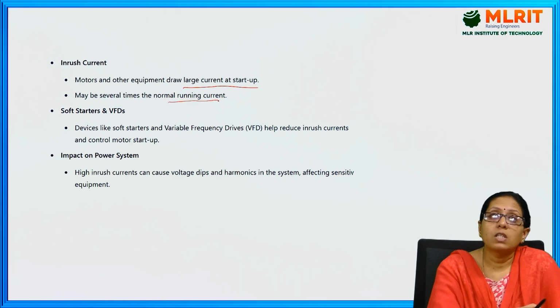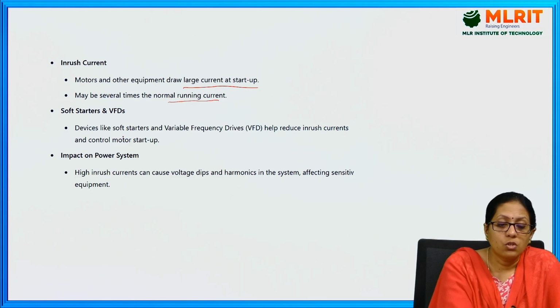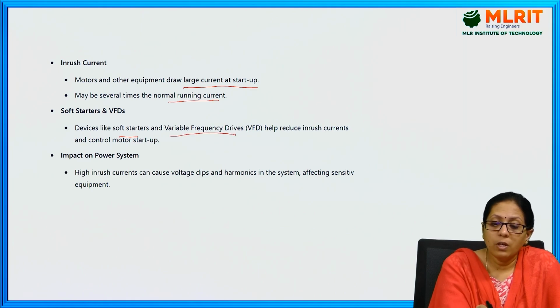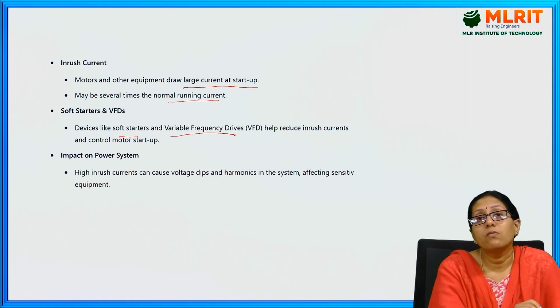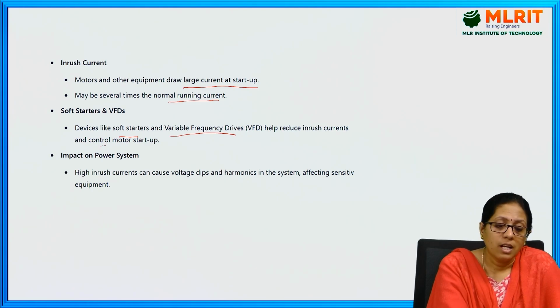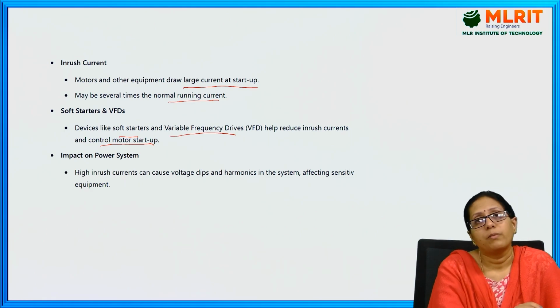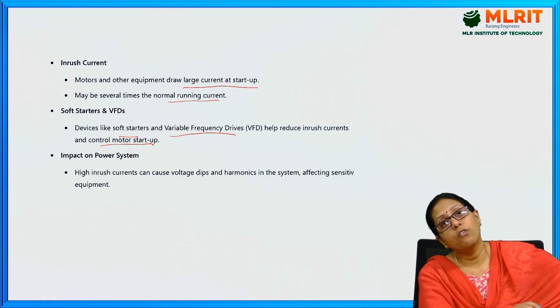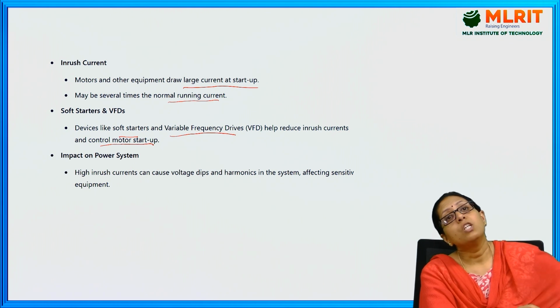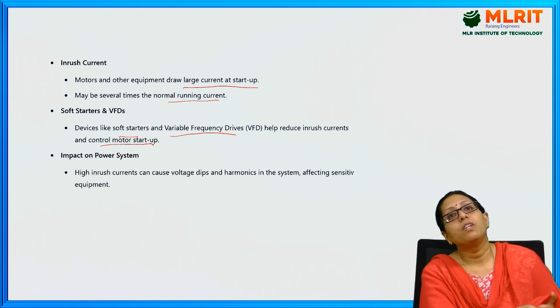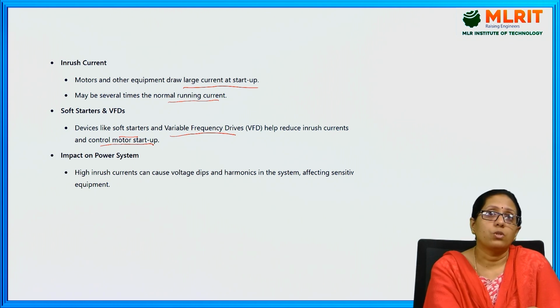Next one, soft starters and VFD. Devices like soft starters as well as variable frequency drives, VFD, help us to reduce the currents as well as control motor startup. In order to control the motor startup as well as the current drawn at startup, soft starters and VFDs are being used.